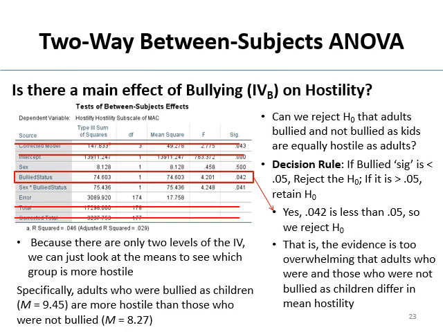So specifically, adults who were bullied as children, their mean was 9.45, are more hostile than those who were not bullied, 8.27. So it's not a big difference, right? 1.2 points. But on average, when you're bullied as a kid, you're more hostile as an adult. It's real data.